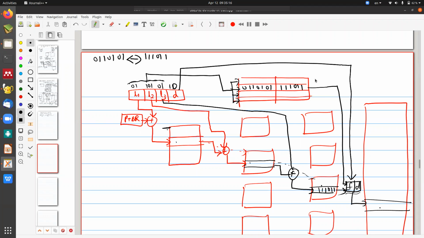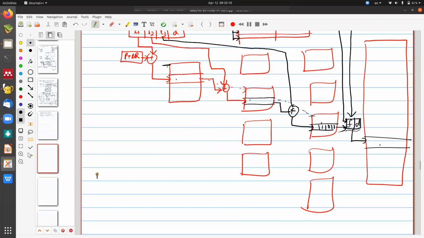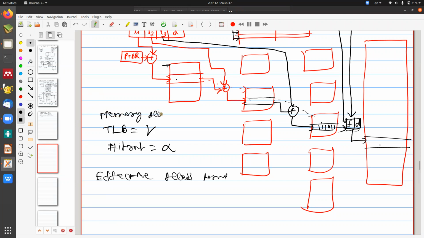Yes or no? Can anybody tell me, in 3-level paging, what is the effective access time? Quick. Effective, it will be 3 times. Yes. So if your TLB access time is, let's take gamma, and your hit ratio is, let's take alpha, then what should be the effective access time? And memory access time is beta. Then how much is it coming to? Hit ratio, tell me: alpha into something plus something into 1 minus alpha.